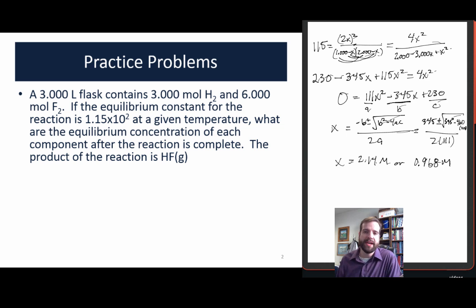But if we were to go back to our ICE chart, we saw that the equilibrium concentration was 1 molar minus the change. So if our change was 2.14 molar, we would get a negative equilibrium concentration, which doesn't make sense. So therefore, 2.14 has to be incorrect. So the correct change value is 0.968 molar.